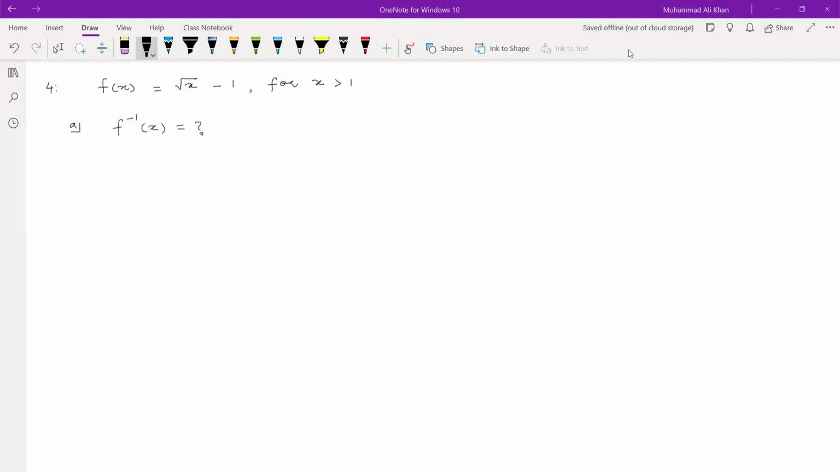So it will be y equals under root x minus 1. Under root x equals y plus 1. Make x the subject. So x equals y plus 1 whole squared. So we can say that this is f inverse of x, which is x plus 1 whole squared, meaning replace y with x. So this is the inverse of the given function.